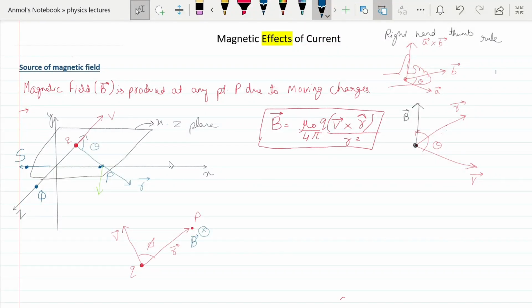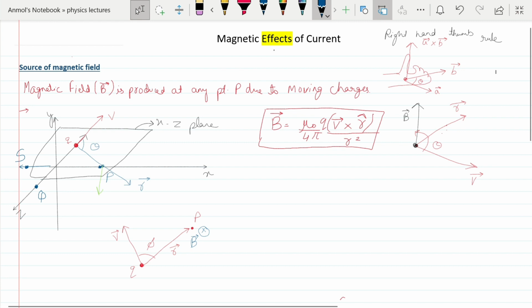Hello students, so today we'll start another chapter, that of magnetism, and the first chapter which we are discussing today is magnetic effects of current. Basically this lecture will be more numerical oriented, so we'll discuss some theory and after that we'll solve the numericals as a major part.